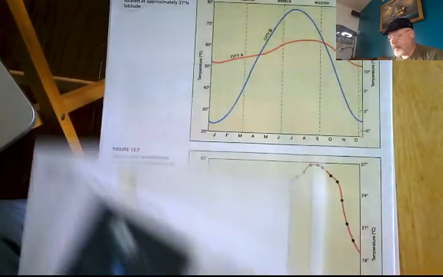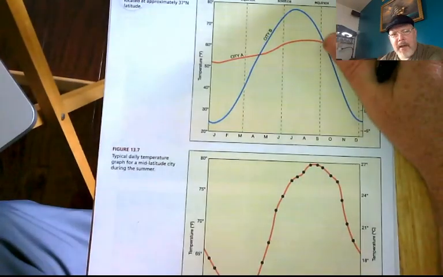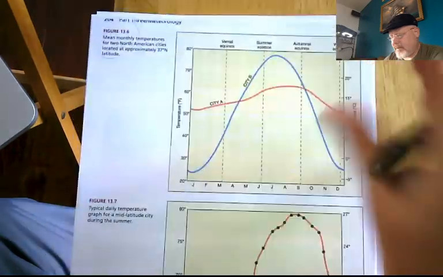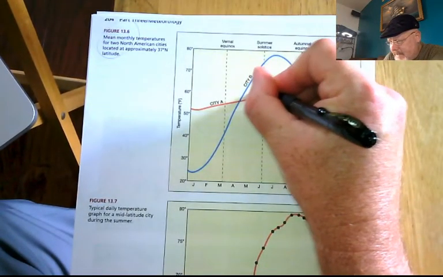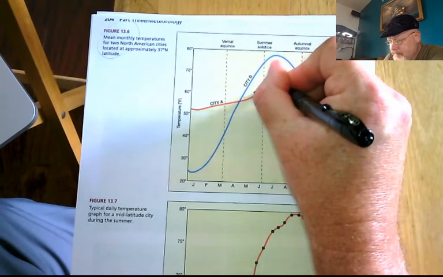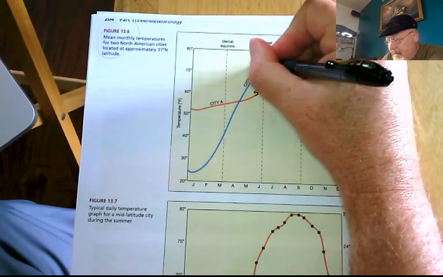13.6 is looking at this table right here. And this is the temperature of 2 cities. And I like to think of the red line as Seattle. And I like to think of the blue line as Spokane.